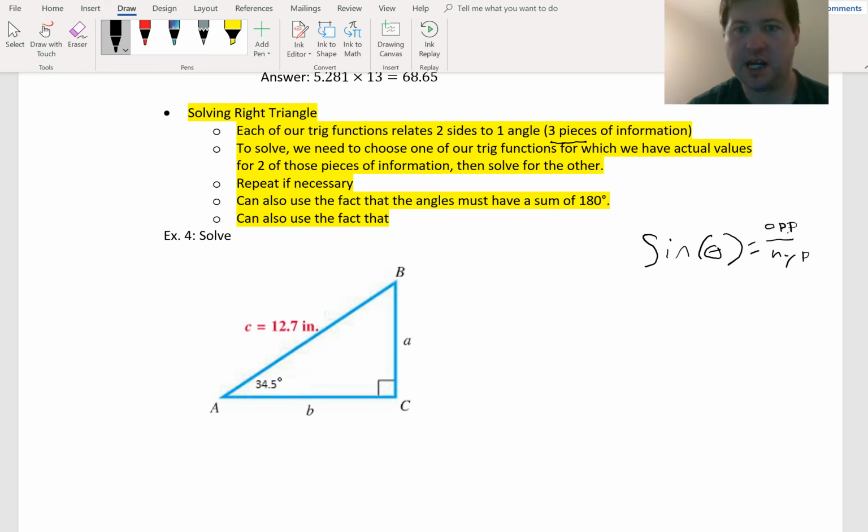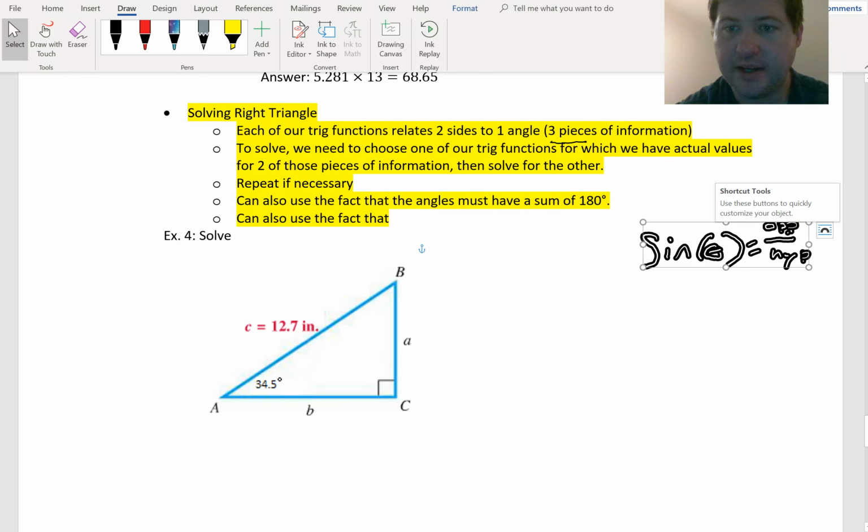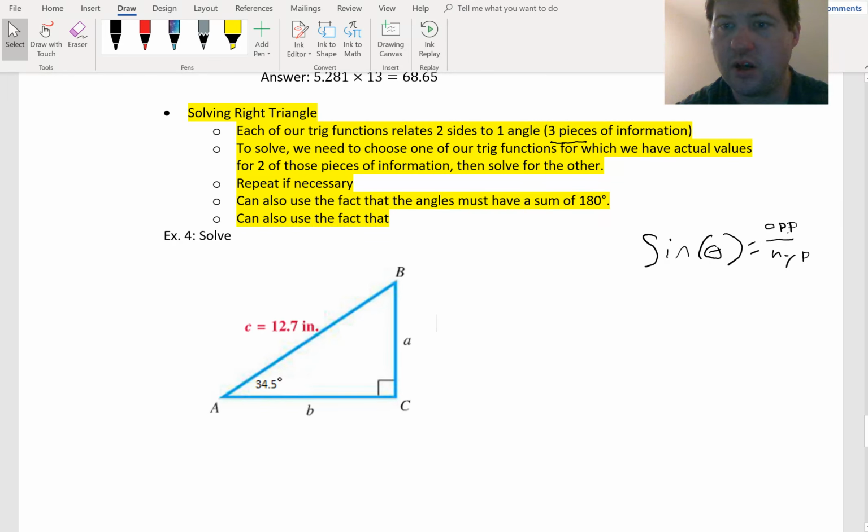Here is your big generalizable rule. If your formula has 3 variables, you're going to need to know 2 of those in order to solve this thing. So if you know the angle and you know the opposite side, then you could solve for the hypotenuse. If you know the opposite side and the hypotenuse, you could solve for the angle. If you knew the hypotenuse and the angle, you could solve for the opposite.